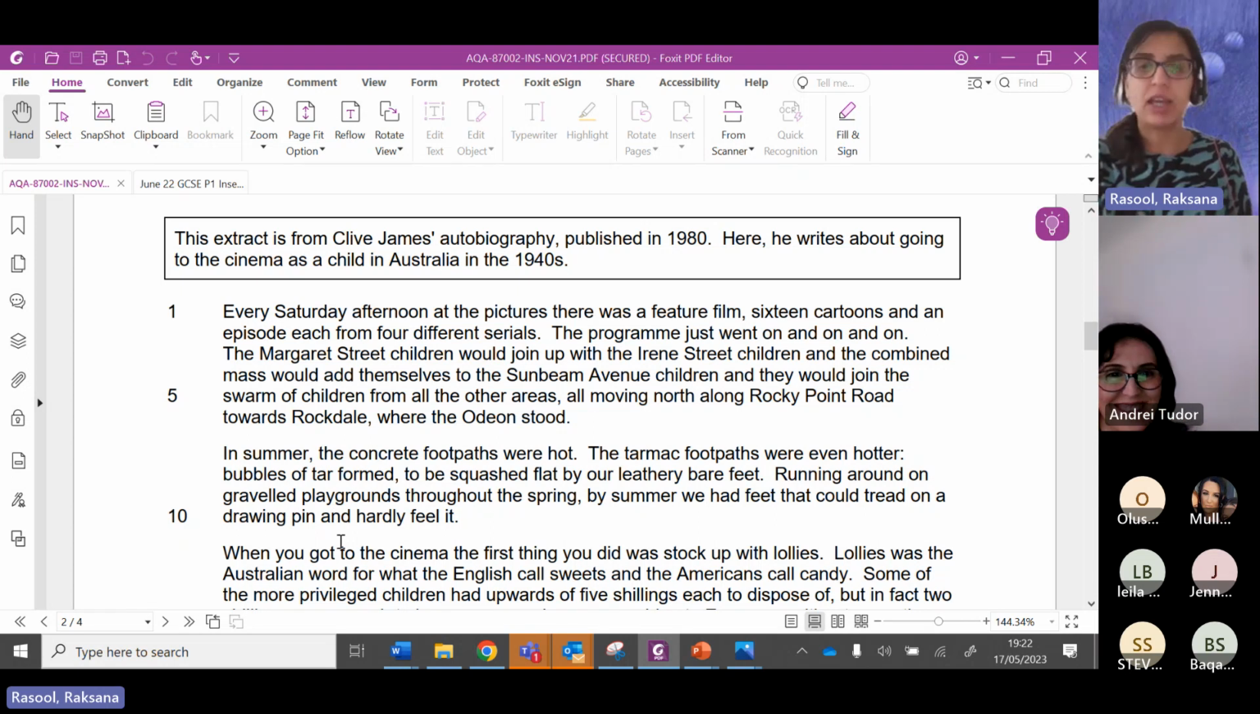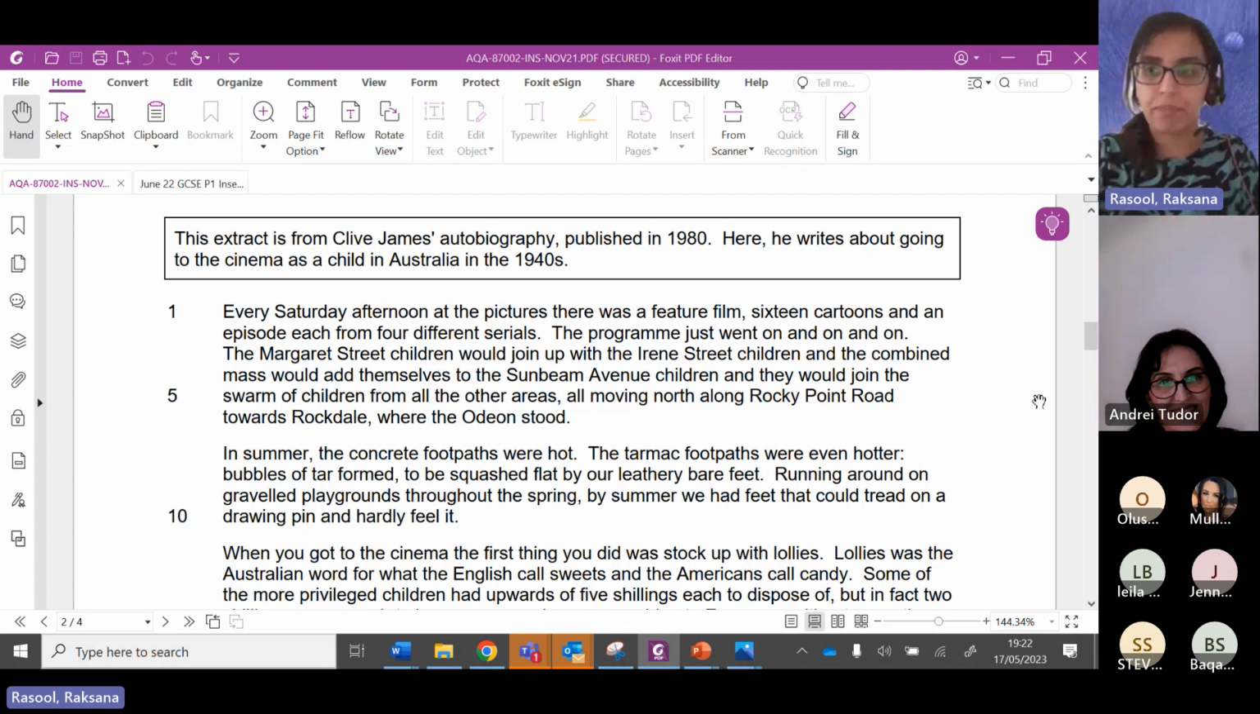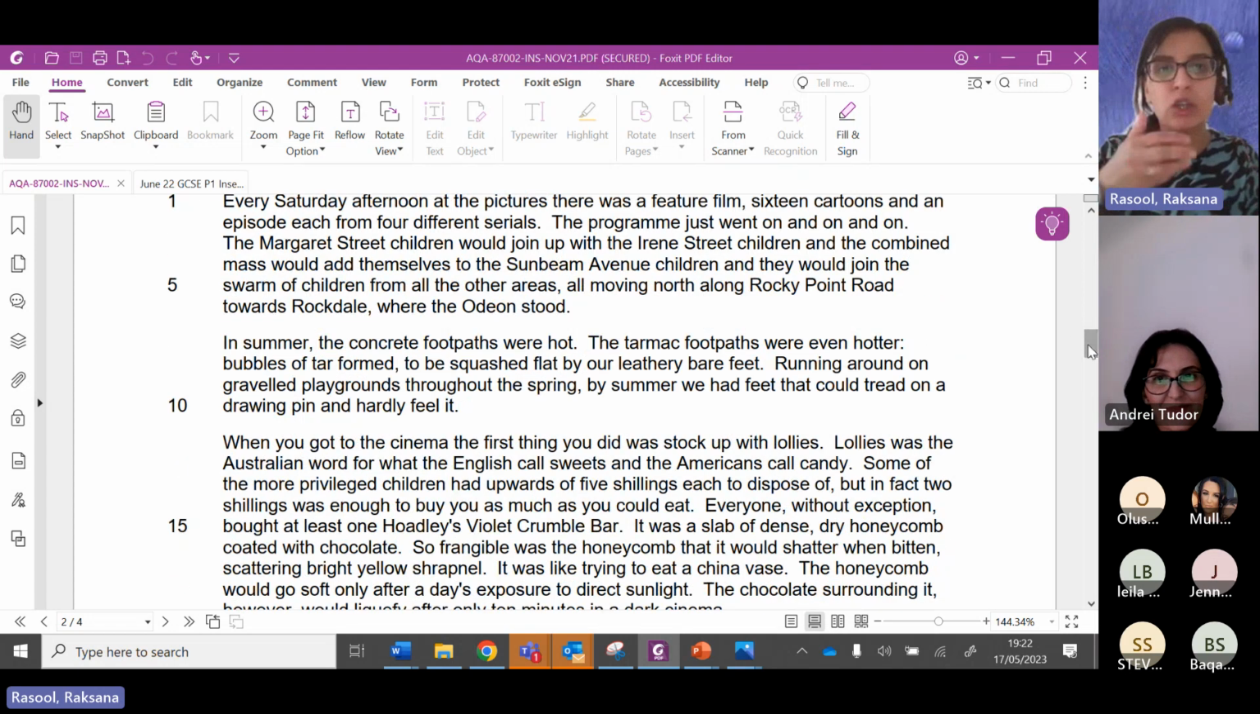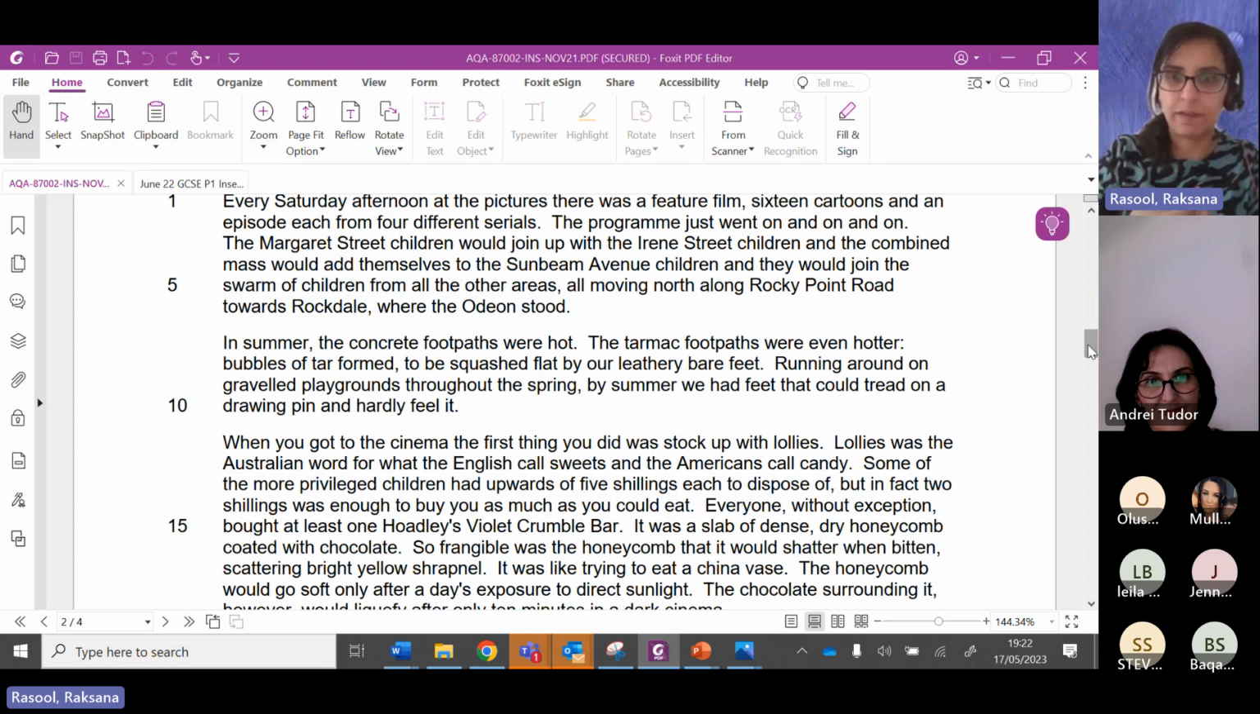and hardly feel it. So by the summertime, our feet were so hardened, you know, we couldn't feel anything. So it was fine just to walk on them. And remember, this is just his memory. Can you see the description of the senses, what he can feel, what his memories are entrenched in his senses?